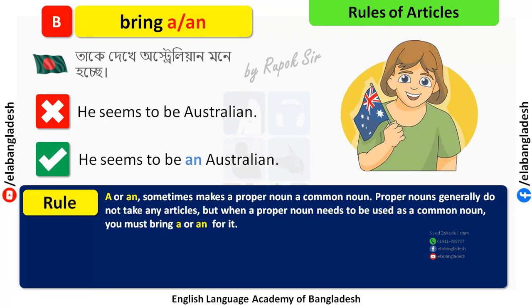A or an sometimes makes a proper noun a common noun. Proper nouns generally do not take articles, but when a proper noun needs to be used as a common noun, we must bring a or an for it.